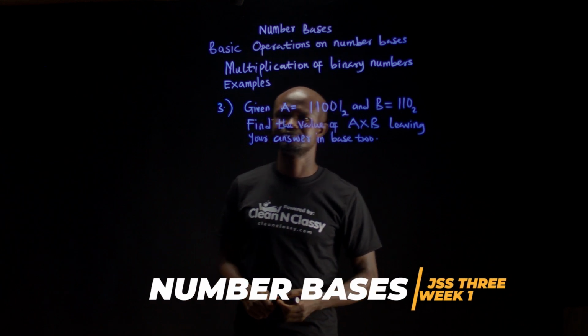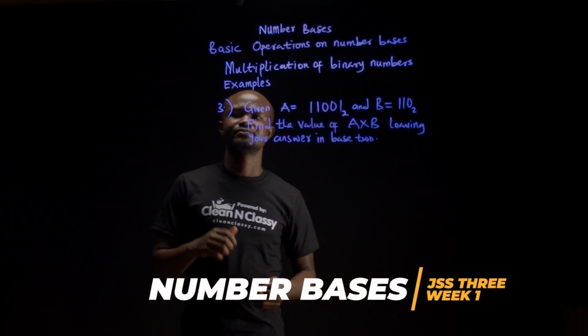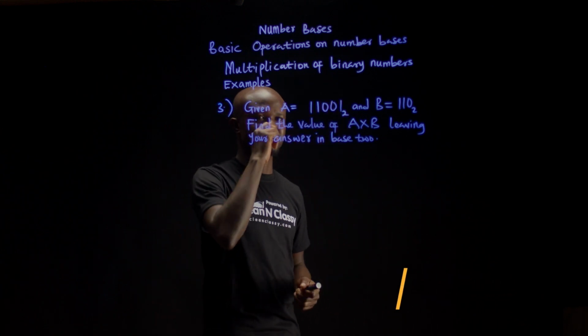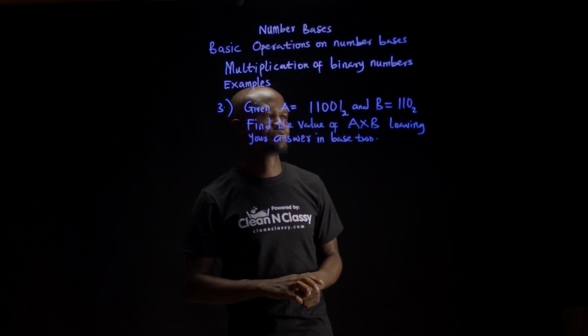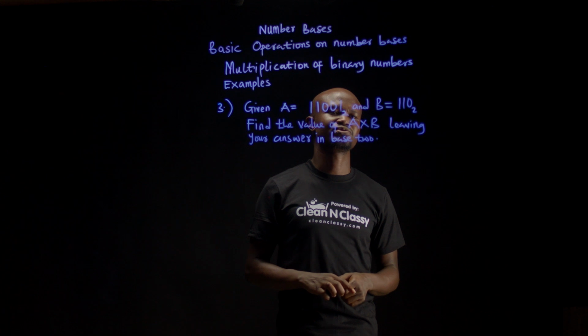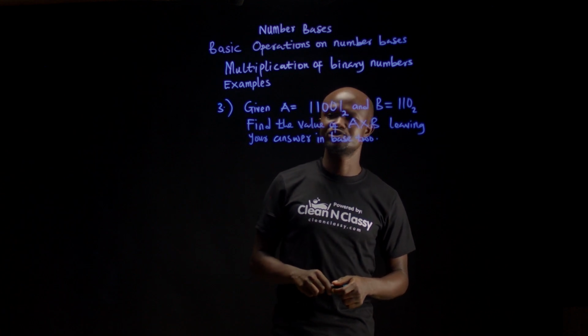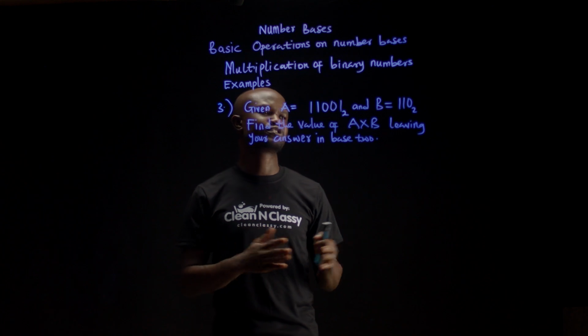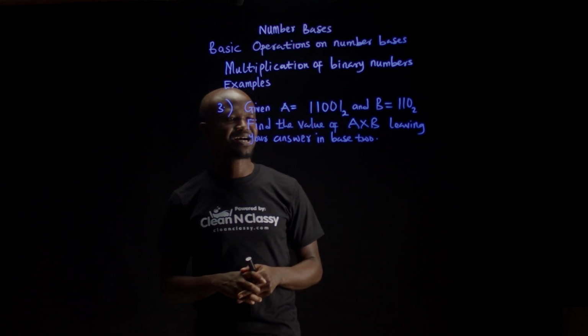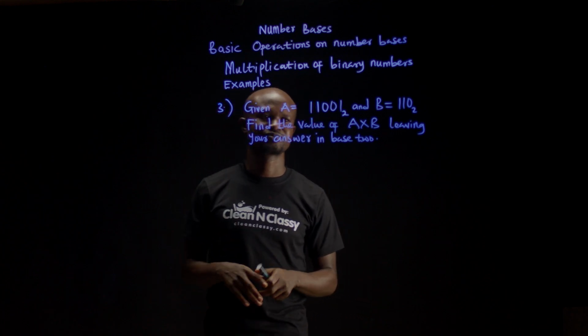Number 3. Given A equals 11001 base 2 and B equals 110 base 2. Find the value of A times B, leaving your answer in base 2.